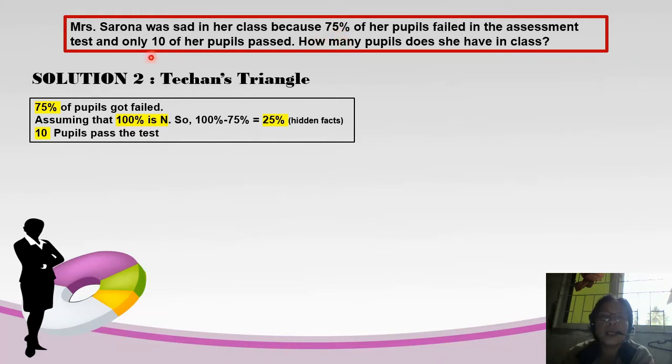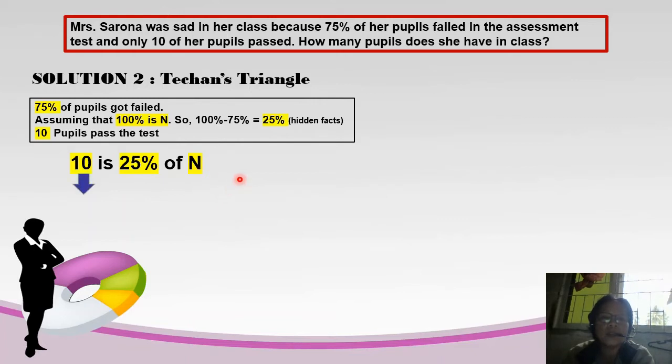And then you have there 10 of her pupils who passed the test. So let's make use of the 10, which is given. 10 pupils who passed the test. So 10 pupils is 25% of n. Let's try to find out n. But first, we're going to identify what these 10, 25, and n are.